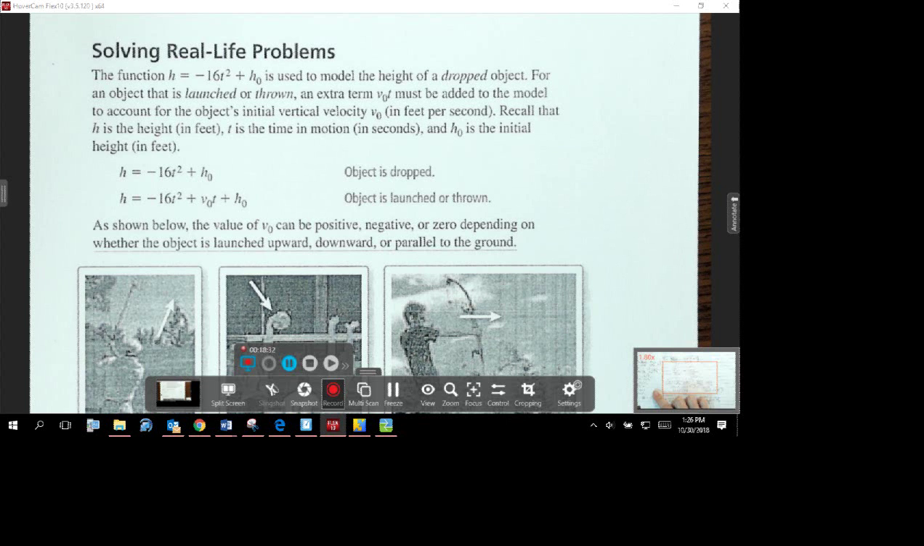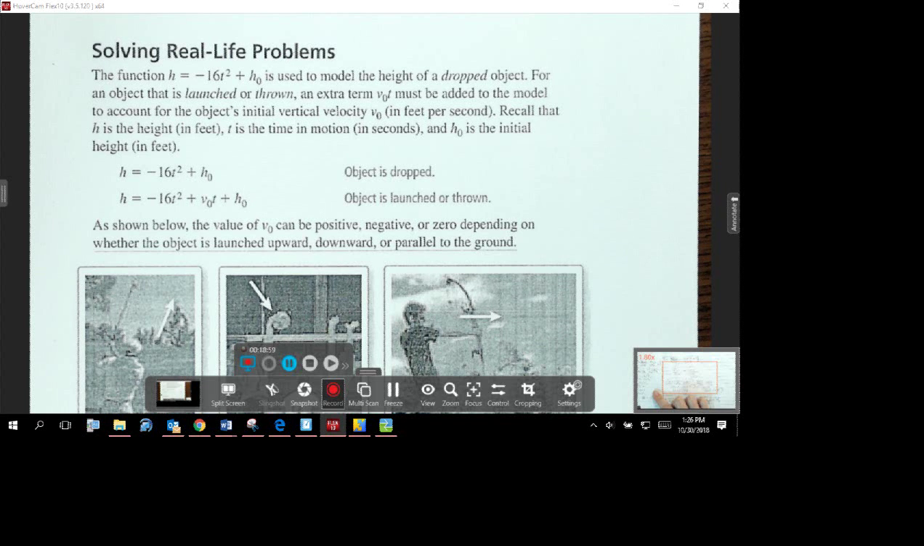So what we have here is an equation, and this is a real-life equation that has to do with an object that is dropped on the earth. And this is for feet. If it's in meters, it looks different. We use feet in our country, but everybody else in the world uses meters because it's easier. But our equation is going to look like h equals negative 16t squared plus h sub 0.